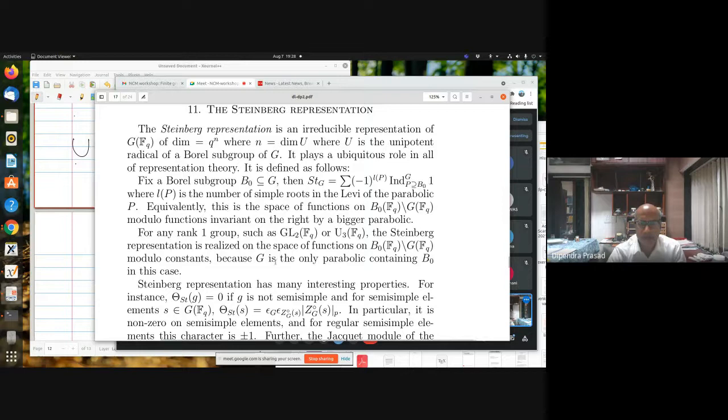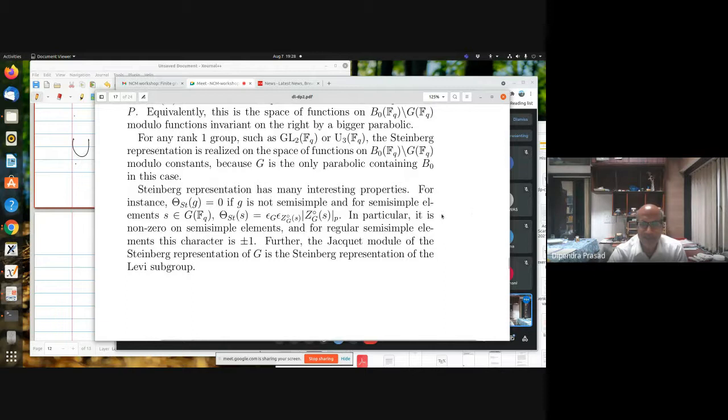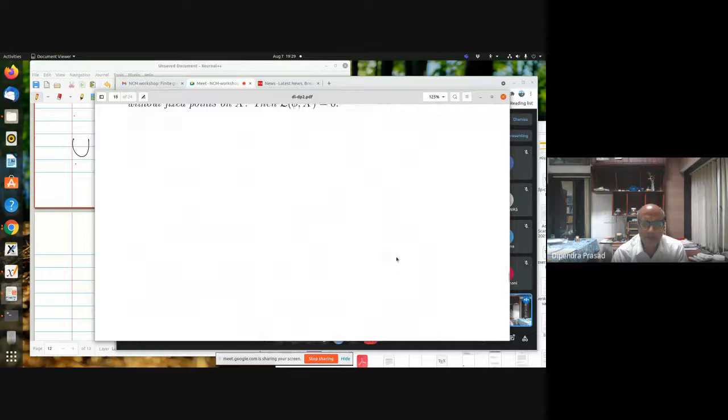Okay. Steinberg has many interesting properties, and Pooja will be happy to note them because she already knows them very well. For instance, the Steinberg character takes the value 0 if g is not semi-simple, and for semi-simple elements, it takes the non-zero value, which is a power of p, which is the p-part of the centralizer of that semi-simple element in the group G. In particular, it is non-zero on semi-simple elements, and for regular semi-simple elements, this value is plus minus 1. Further, the Jacquet module of the Steinberg is the Steinberg of the Levi subgroup. Okay, so as I said, this needs some effort, but I think I have no time, so I will skip that.